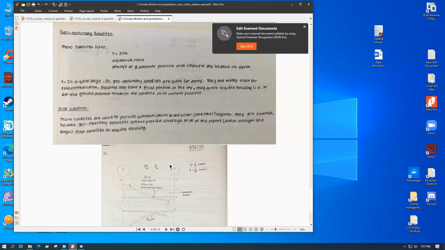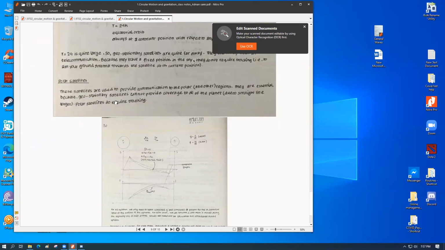So if you can detect a geostationary satellite from your position, it will never change its position. It will appear to be stuck in the sky by some glue or something, because it is stationary with respect to the Earth's surface. Then we have the polar satellite. You know what that is.